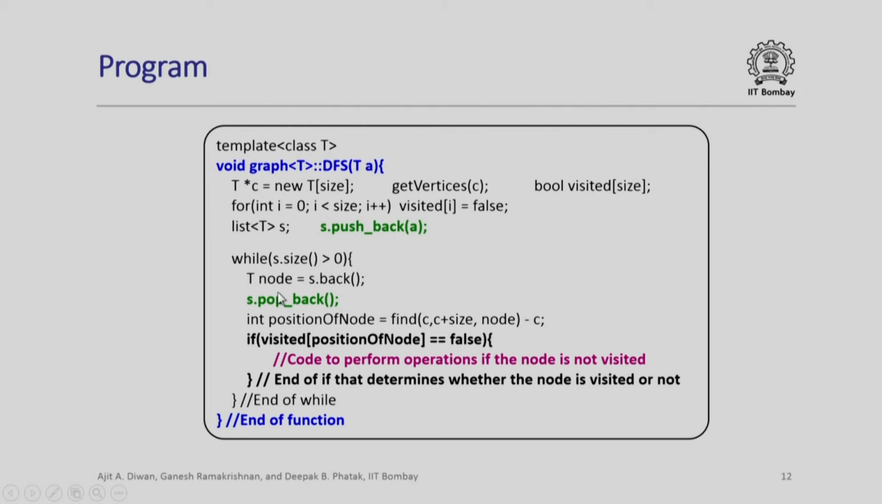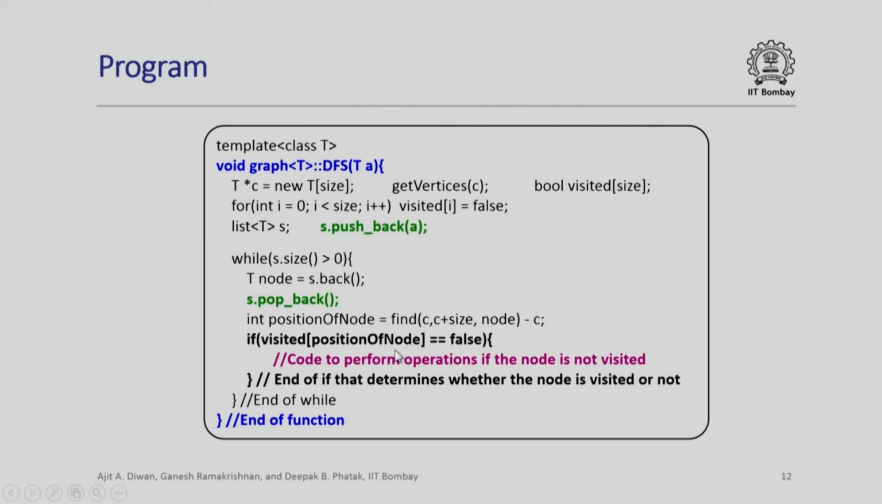However, we need to first check where this particular node is. Now this is done by saying position of the node, and we have to find that position. Now this position will be in that array that we have from start to finish somewhere else. Starting point is C, end point is C plus size, and node is what we are trying to find. Now this minus C will actually give me the location differential from the starting point for the node that I am looking at. I will check if the position of the node in the visited array indicates a false. That means this node has not been visited.